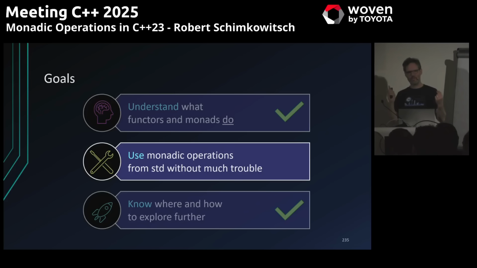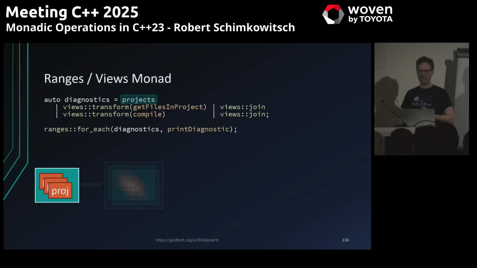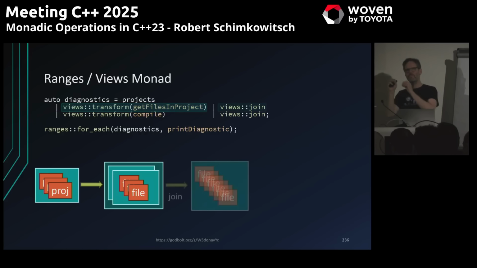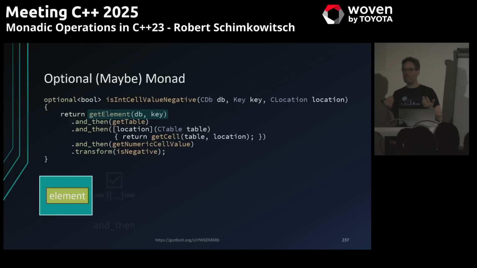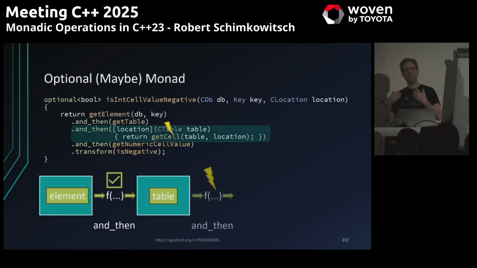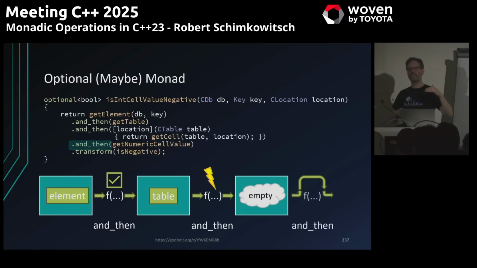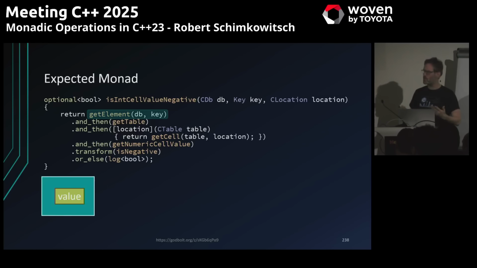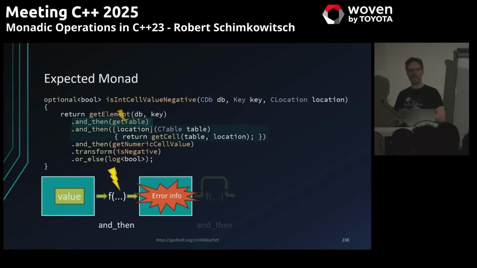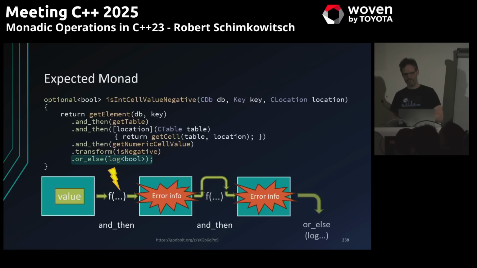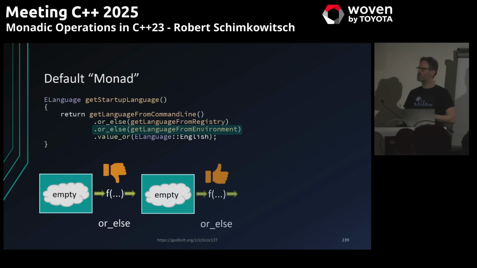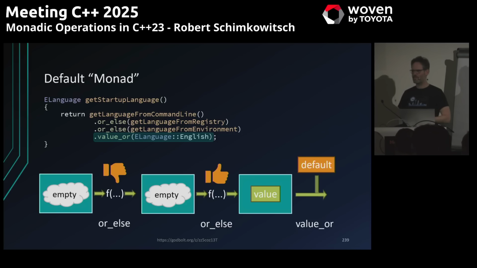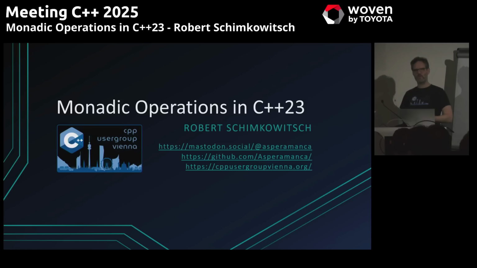Let's quickly see the patterns again that we have seen. So there's the ranges view monad for a pipeline where each input creates n outputs. There is optional's maybe monad, if you want to build a pipeline where you need to ensure that each function in the pipeline succeeded. Alternatively, you can use expected if you want to provide useful error information in case of failure. And then finally, there's optional's default monad to grab the first usable result from a sequence of functions. These will help you write safe and readable code. The monadic operations in C++23.